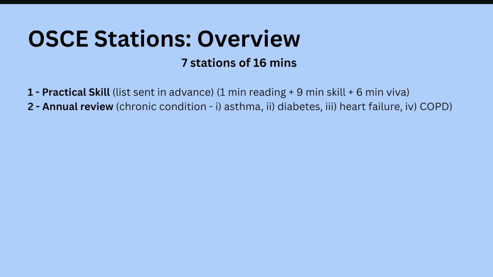You have an annual review station. This will be a chronic condition, for example, asthma, diabetes, heart failure, and COPD. These are the ones I revised, and there is a set of documents in the Google form which is sent from older years. I can probably share those as part of the YouTube video. These are super helpful, and this is all I learned for that.